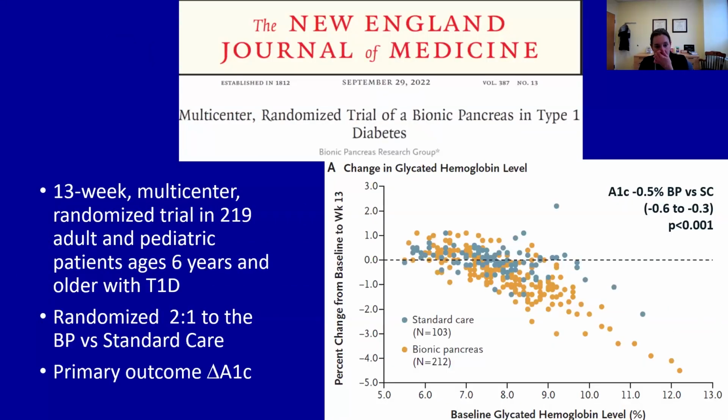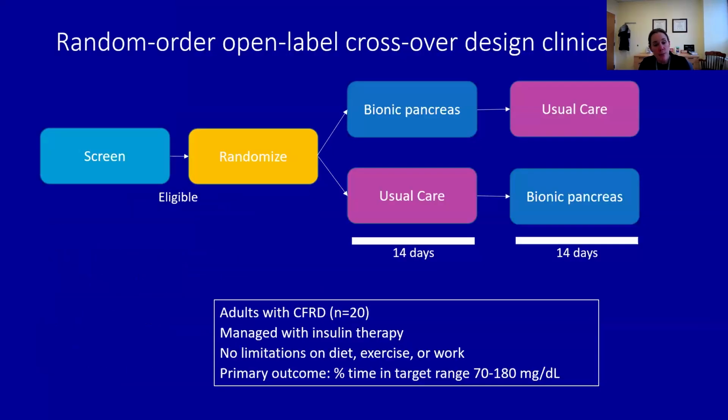The data in type 1 diabetes was published in the fall of 2022 and showed about a 0.5% reduction in A1C over a 3-month period with this device compared to standard care. Then we recently published a study using this device. It was a random order, open label, crossover design clinical trial where we randomized 20 adults with CFRD to either the bionic pancreas or usual care for a 14-day period. Then they switched to the other one for another 14 days. There were no limitations on diet, exercise, work, anything.